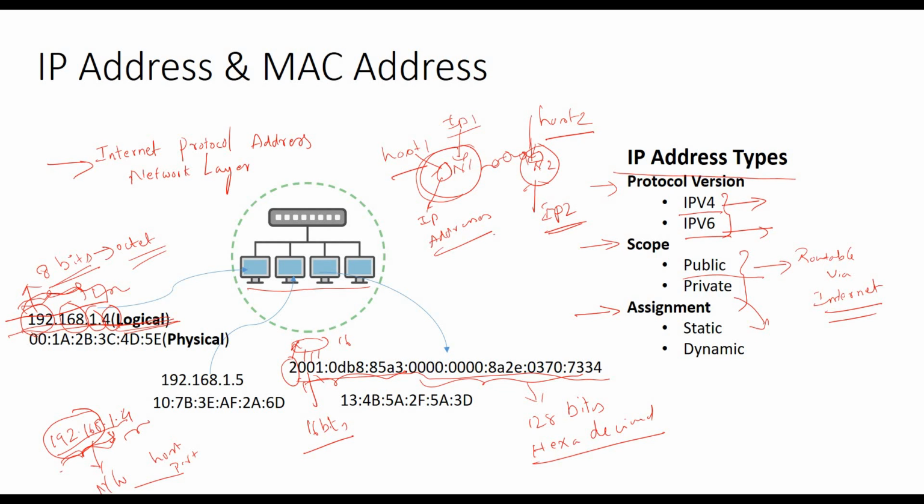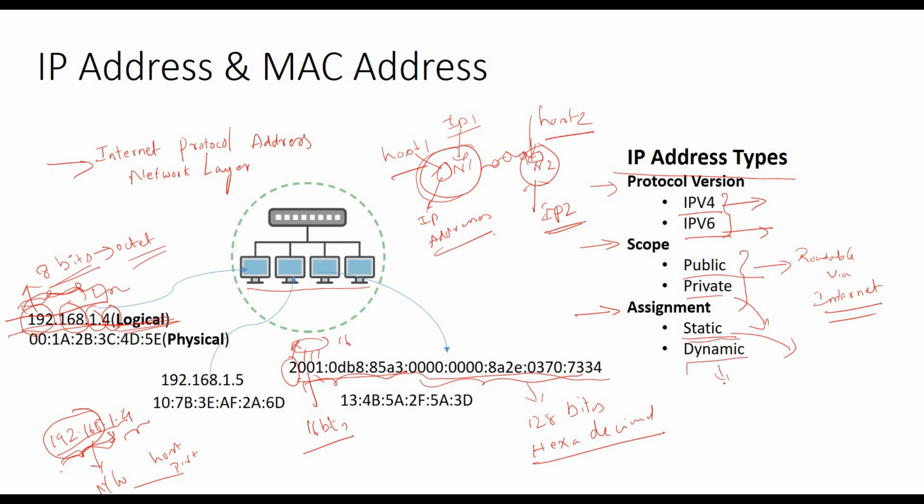That means this IP address is private to a particular network, and these private addresses are not directly routable via the internet. So this is about private and public IP addresses. The next classification is based on the assignment. If a device is connected to a particular network, we can assign the IP address manually. That means it is a static IP address. For example, for servers, we can assign these static IP addresses.